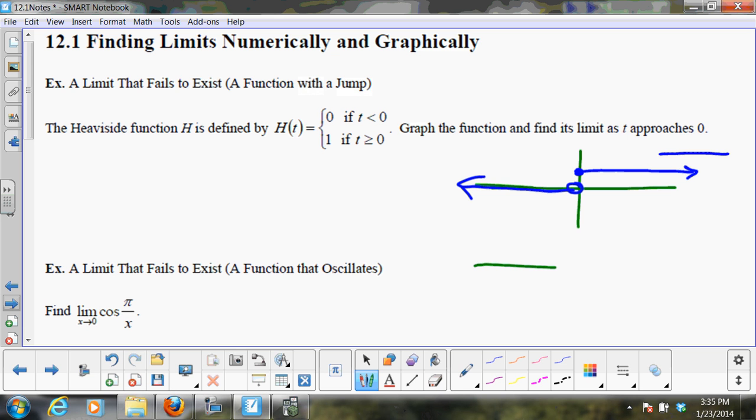Coming in from the right, it looks like we're approaching 1. Coming in from the left, it looks like we're approaching 0. If you approach two different values coming from the left and right, then the limit does not exist.